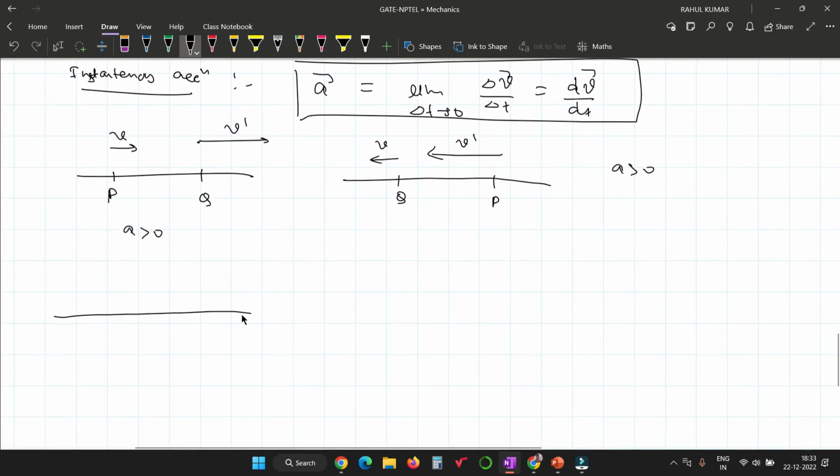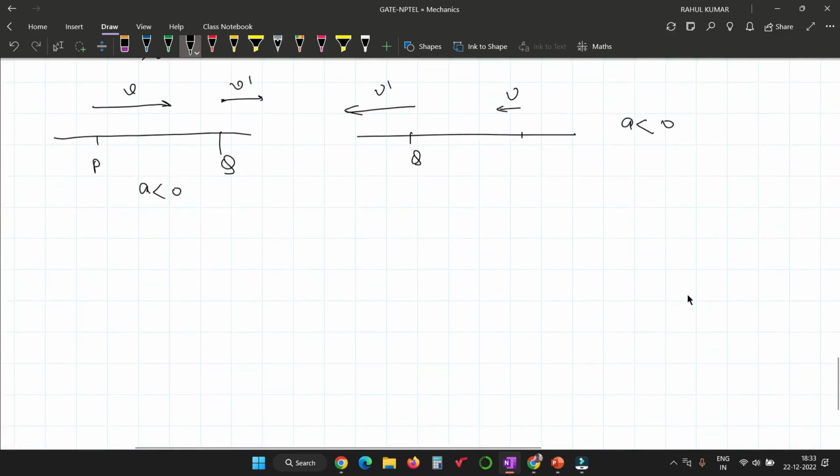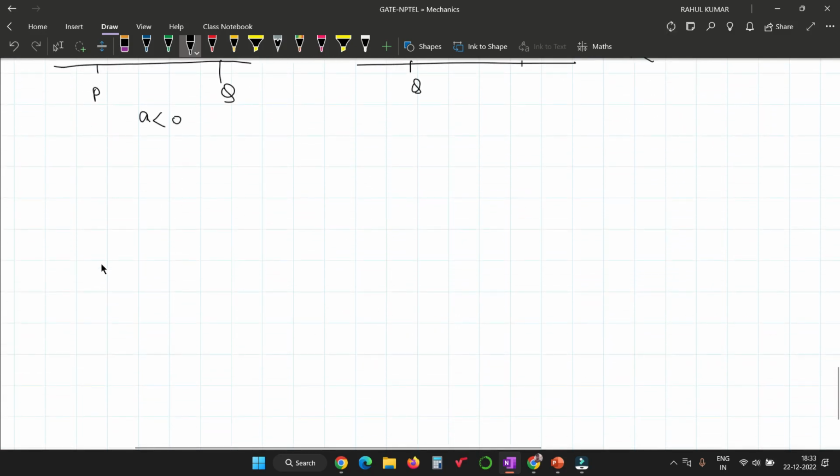And here it must be V dash. If the particle's position is P, Q, and if the initial velocity is larger and the final is smaller, then in this case A will be negative, and if the final velocity is larger and the initial is smaller, then A will also be negative. Okay, so that is the thing. So from above we have learned that A is dV by dt, and also V equals dx by dt.